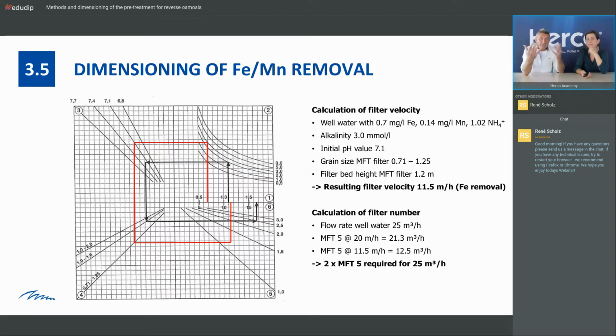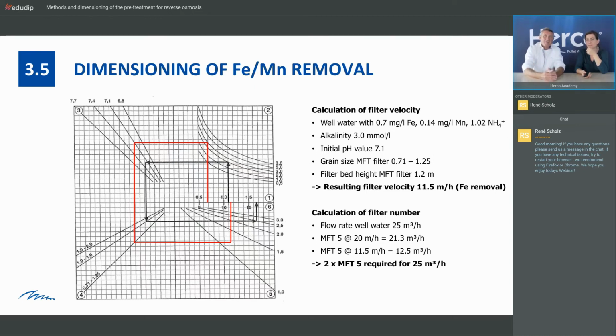And we have then to calculate the filter we have available. So the biggest one is the MFT5. At 20 meters per hour layout, it would bring 21.3 cubics per hour.